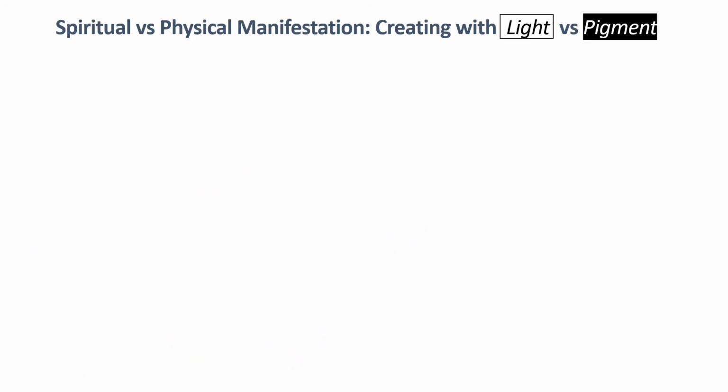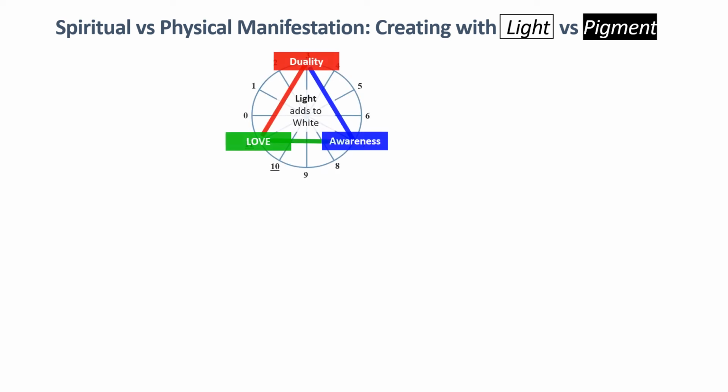Before we wrap up, I should mention something that often trips us up when using the law of attraction. This is having a physical mindset versus a spiritual one when trying to manifest. A great way to explain this is with light versus pigment. When working with light, as discussed, all colors combine in an additive way to produce the clarity of white light, as do the 3 primary colors of light, red, green, and blue.